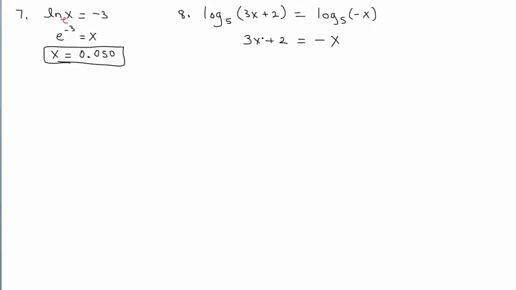All right, let's solve this equation. It's not quadratic, so I'm going to add the x to the other side, and that's going to give me 4x plus 2 equals 0. Subtract the 2, dividing both sides by 4, x equals -1/2.